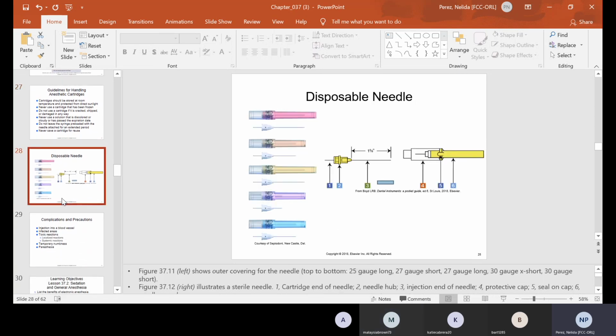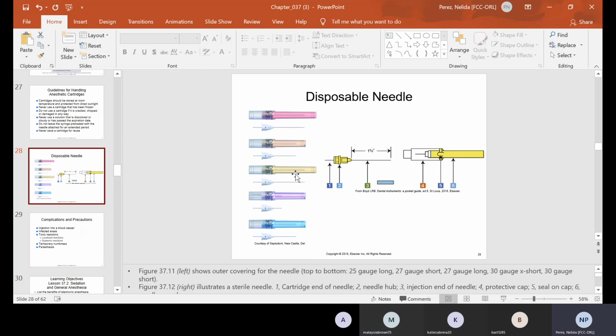Now, this is what the disposable needles look like. They come in many different sizes. Usually by the caps, you may know also colors, what size they are. If you look over here, once you take off the cap, this is what the needle looks like. Notice how some of them are big, some of them are small, some of them are medium. Normally they're called long and short.